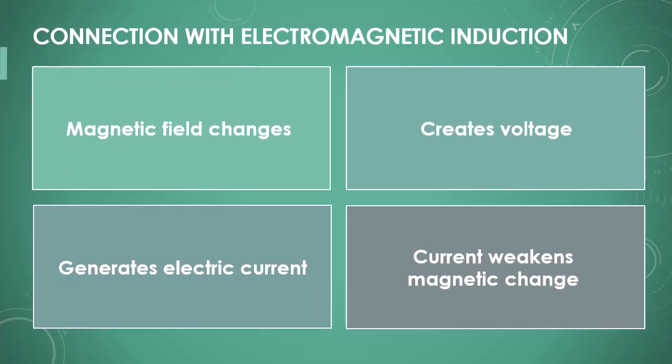Electromagnetic induction occurs when the magnetic field around a conductor changes. This creates a voltage that can generate an electric current. Lenz's law determines the direction of this current. It ensures that the current attempts to weaken the change in the magnetic field.